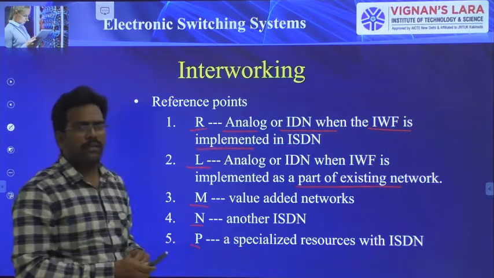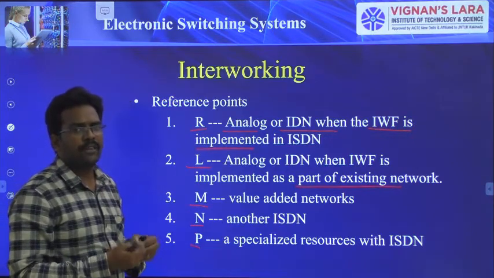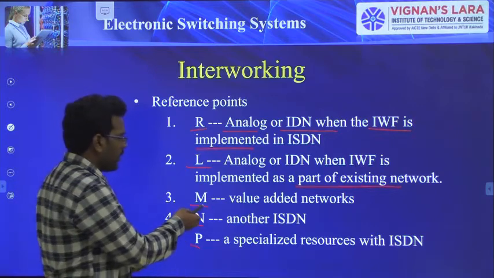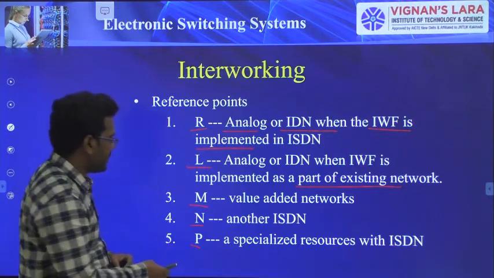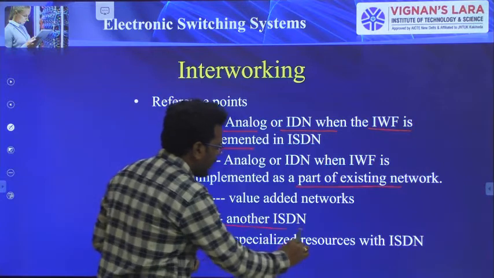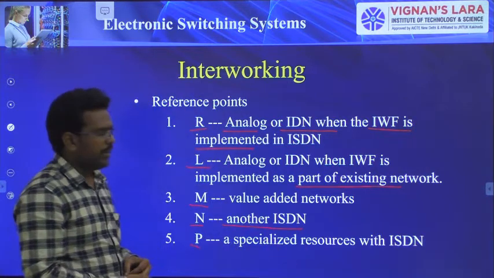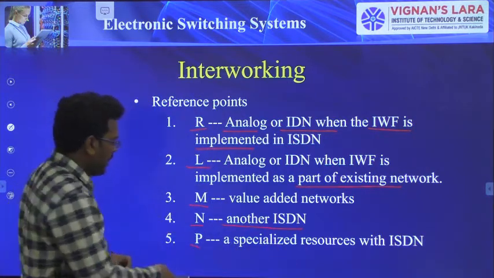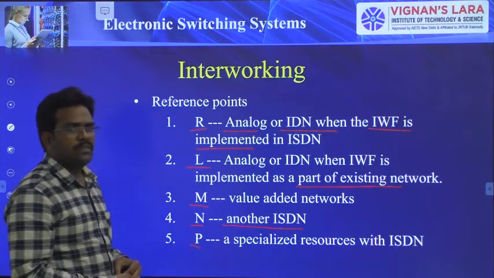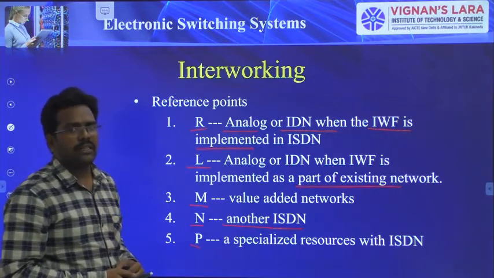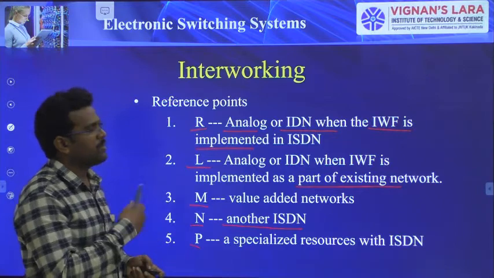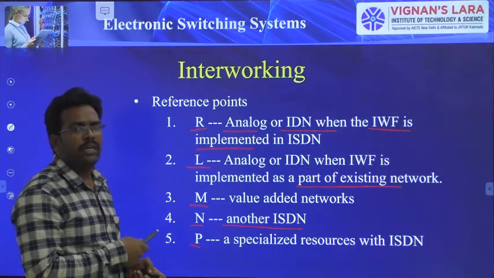M we have to use when I want to provide some added value services. In that case I can go for an M reference point. N means if it is connected to another ISDN. In that case I have to use the N reference point. The last one is P. This is for specific resources with ISDN. So these are some of the reference points that are useful for interworking.